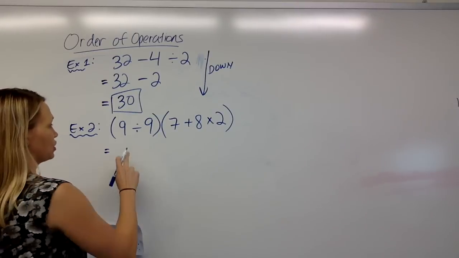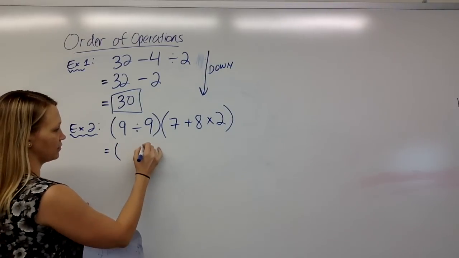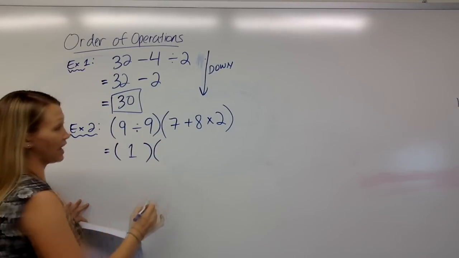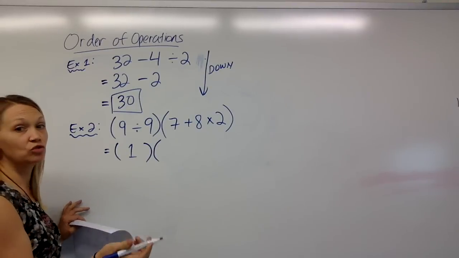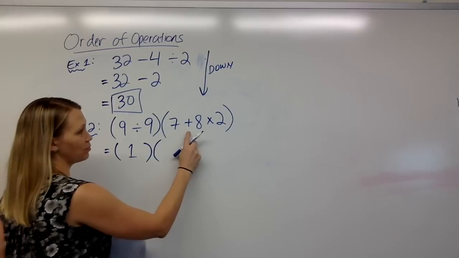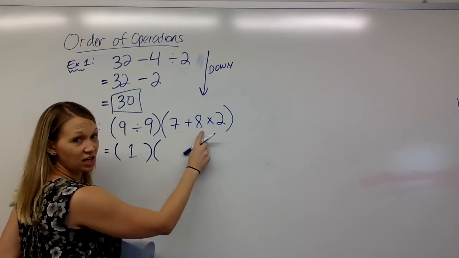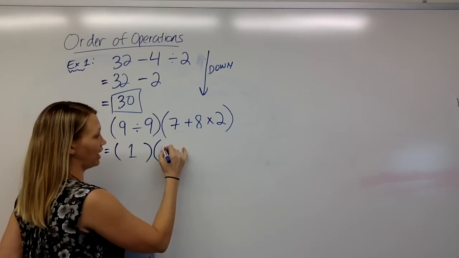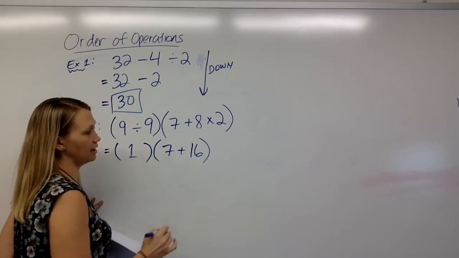Let's do those first. I'm going to do this parentheses. What is 9 divided by 9? Hope you got 1. And I am going to save you a little bit of work. You don't have to separate these steps. You could do this at once. Let's do the other parentheses. I have 7 plus 8 times 2. What here should I do first? The addition or the multiplication? Multiplication. 7 plus 8 times 2 is 23.